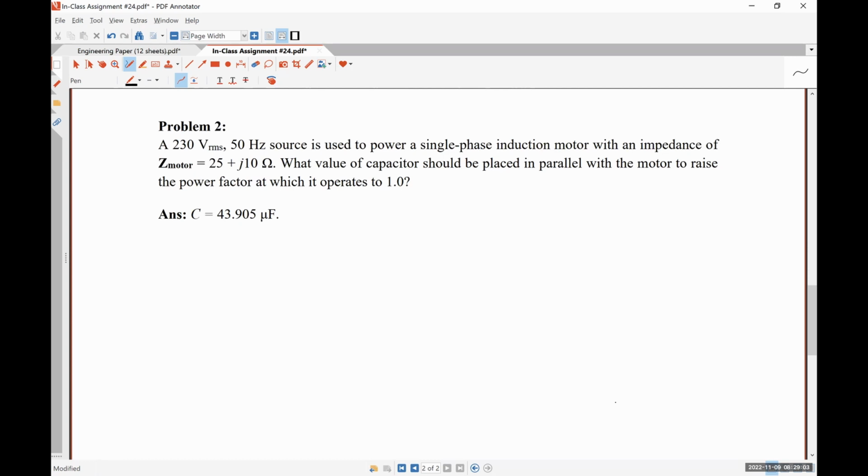Okay. So I'm going to draw our circuit again. In this case, we have a V effective equal to 230 volts RMS at a frequency of 50 hertz, source connected to a motor.